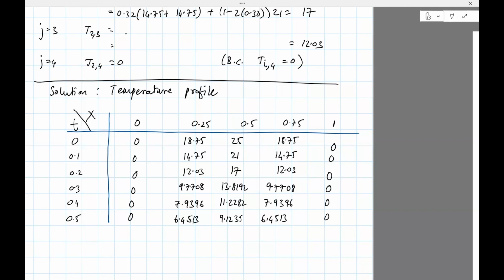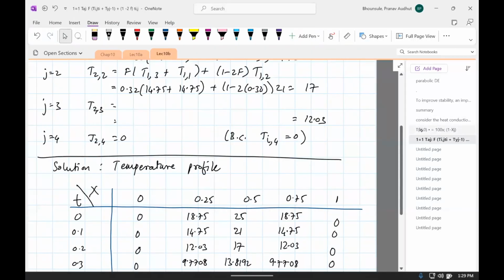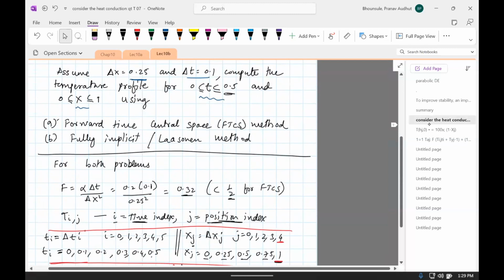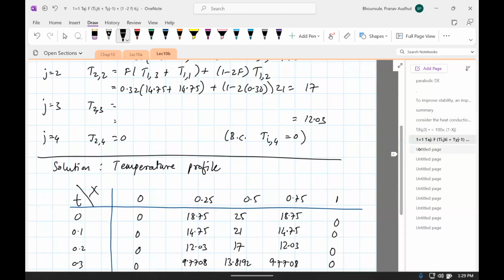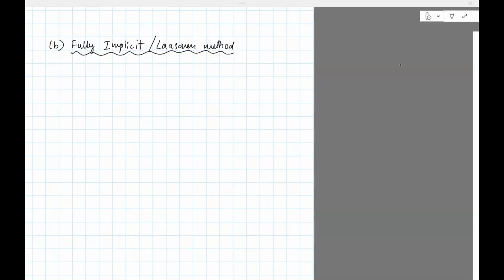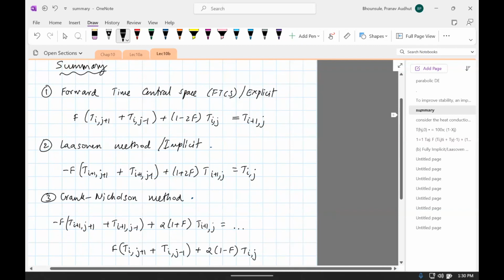So the other scheme, which I've asked you to use and solve, is the fully implicit scheme. Okay, so let's take that formula and go with that. Let's look at what the formula looks like. Here is the formula for the implicit scheme. So I'll just take that and go from there.